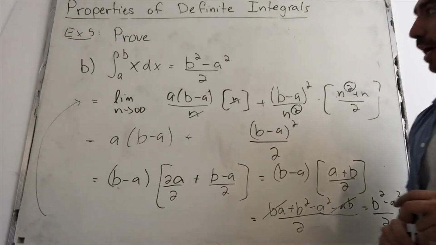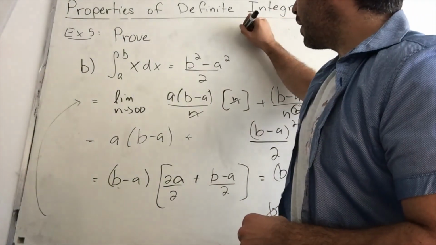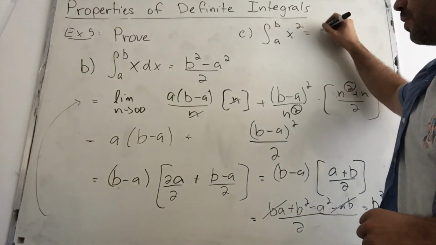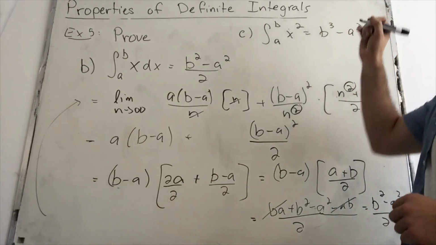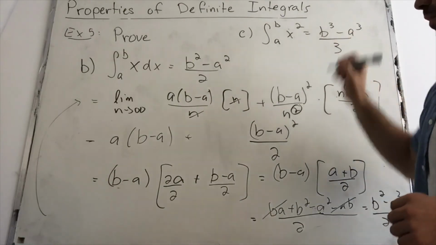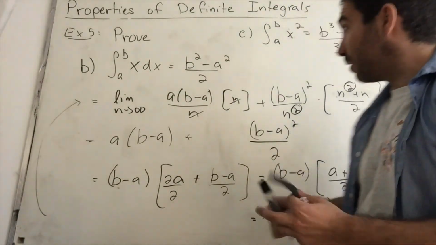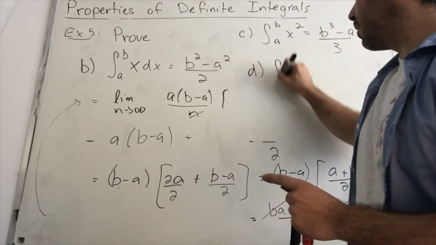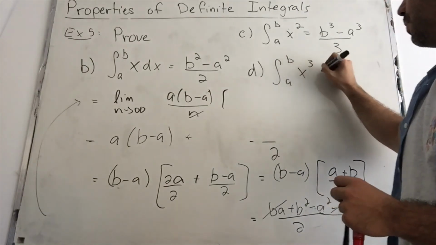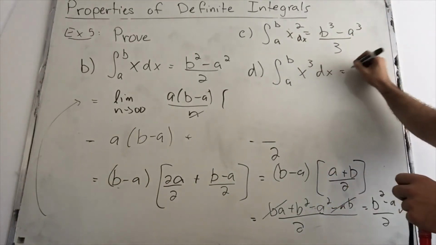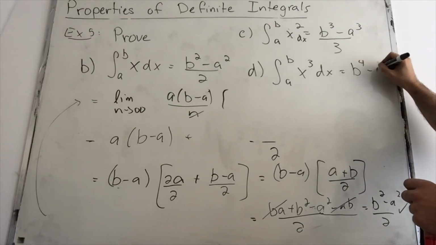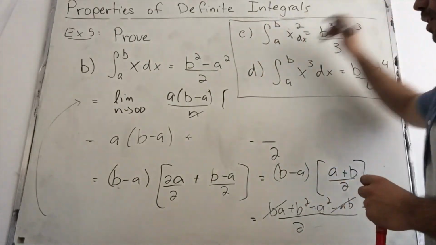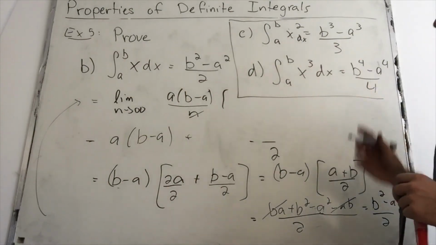Okay, the next thing I want to add is, as a challenge, go ahead and show that the integral from a to b of x squared is equal to b cubed minus a cubed over 3. And as another bonus, let me just erase this, try to show that the integral from a to b of x cubed dx, sorry, I forgot to write my dx, is equal to b to the 4th minus a to the 4th over 4. So I'm challenging you with this. Use the idea that we just did for B to prove C and D. Prove these two claims, okay?